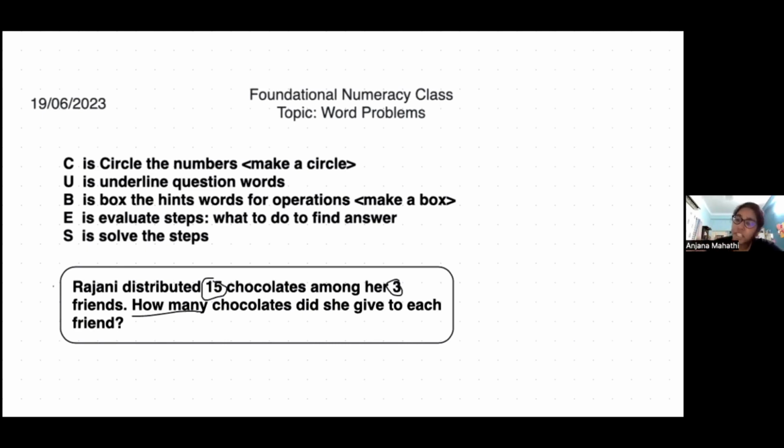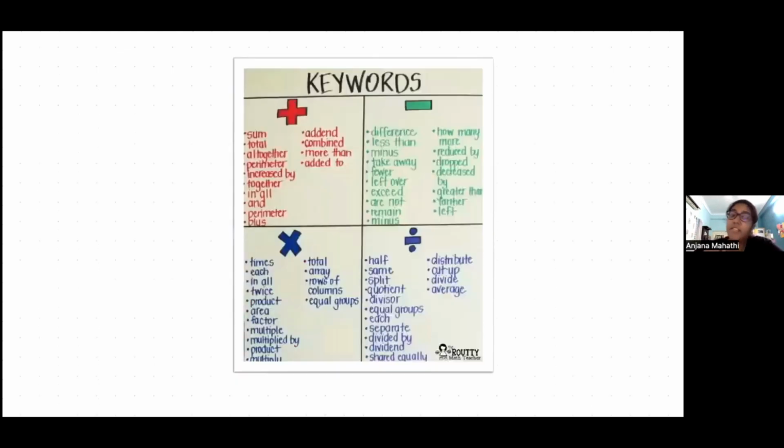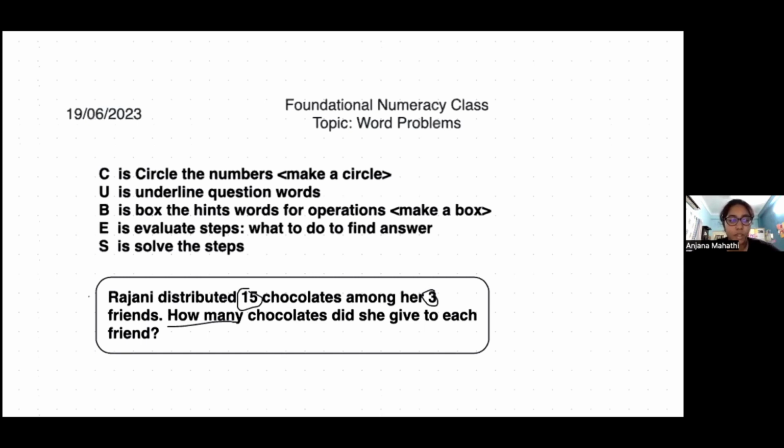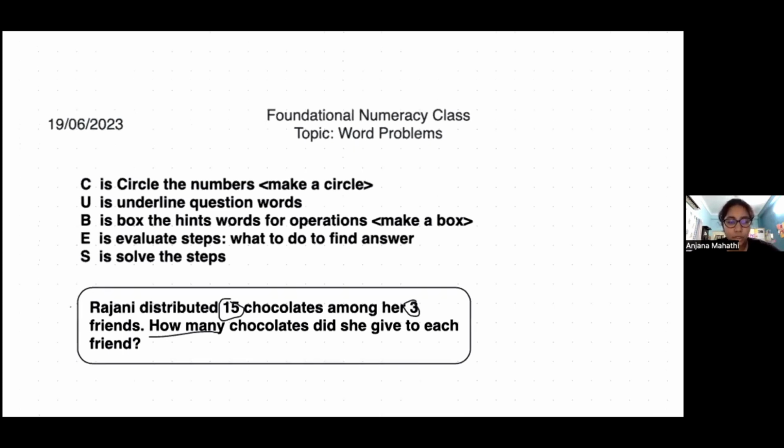B means box the hint words for operations. So before I know which hint words I have to box, I will look at our keywords chart for different operations and I will look at which words are there. I can see that from our word problem, distribute and each are two hint words that are there in the keywords chart. So I will quickly box them, right? I am boxing distribute and I am also boxing each. So I have finished my first 3 steps.